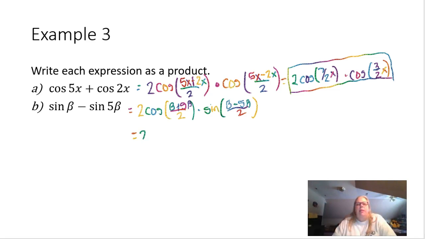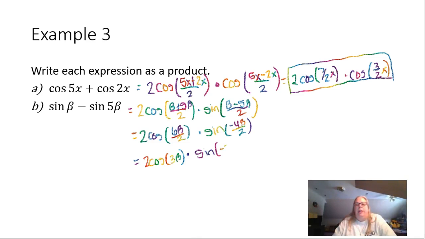All right, let's simplify this a little bit. We're going to have 2 times the cosine of 6 beta over 2, but that's going to reduce to 3 beta. And then we're going to have the sine of negative 4 beta over 2, and that's going to reduce to the sine of negative 2 beta.